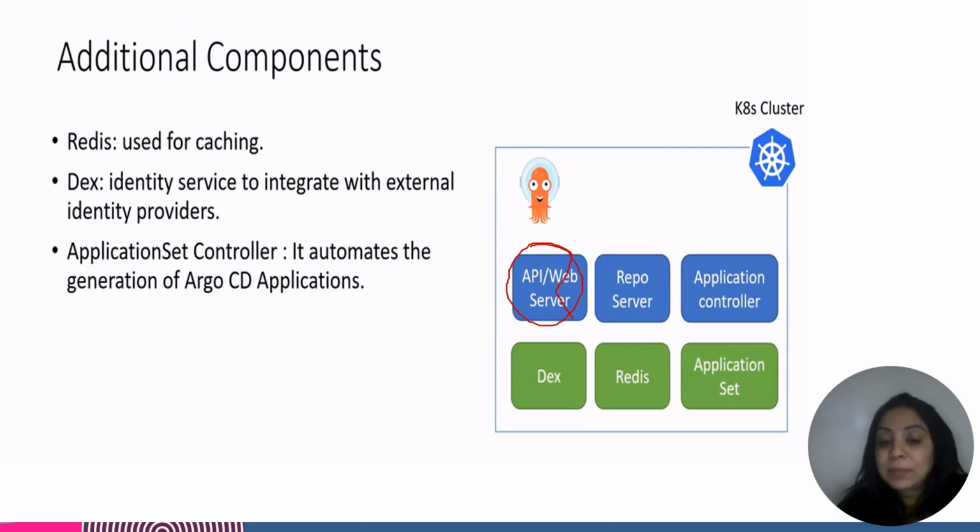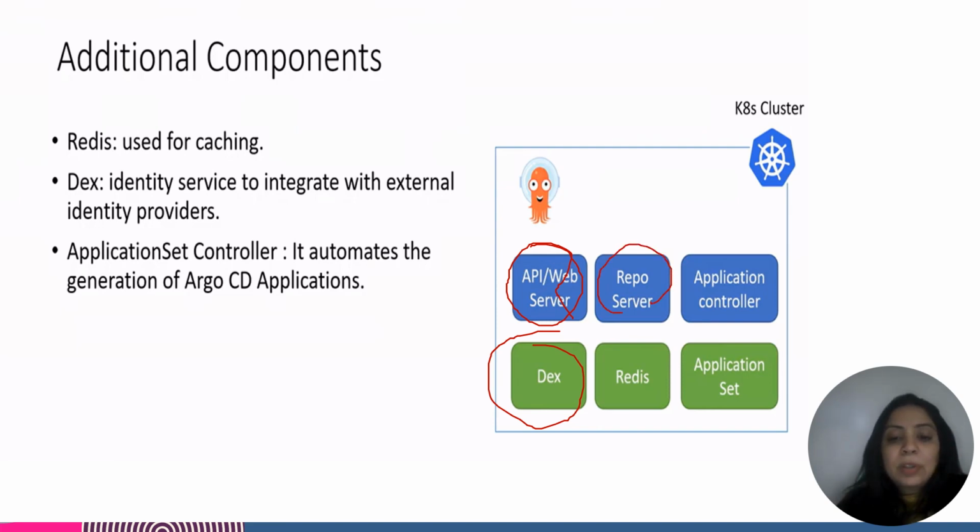In the API web service, this is for the authentication. That's for the SSO part, single sign-on, right? For that, it already has Dex. Dex is very lightweight and it is used with external identity providers to get things done for the authentication and authorization part, you can say.